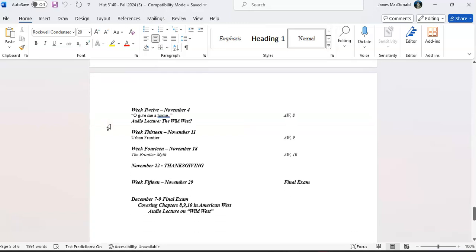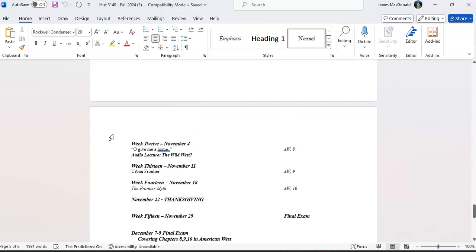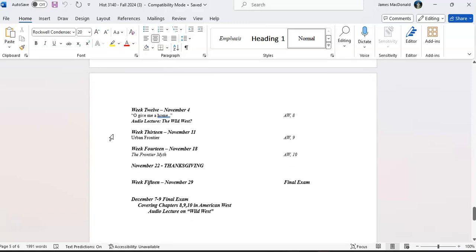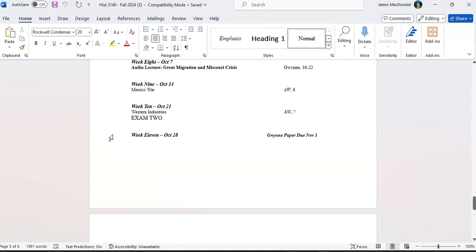The last exam of the semester that'll happen during finals week, it's not based on the whole semester, meaning it's not comprehensive. It's just basically the material from, and you can see down here, it's based on several chapters in the American West textbook, along with the Real Wild West lecture, as I call it. That's another supplementary one that I place on there.